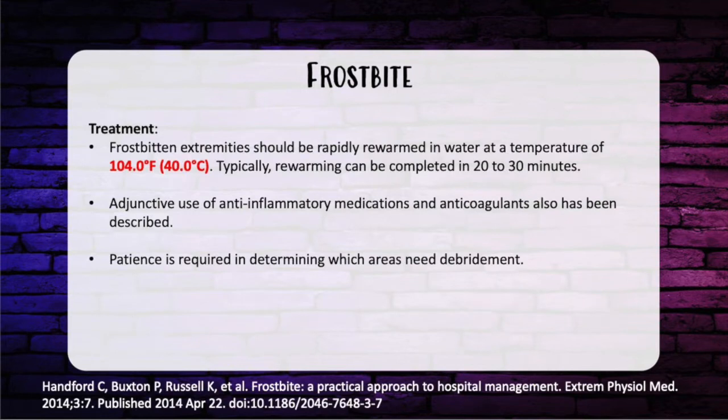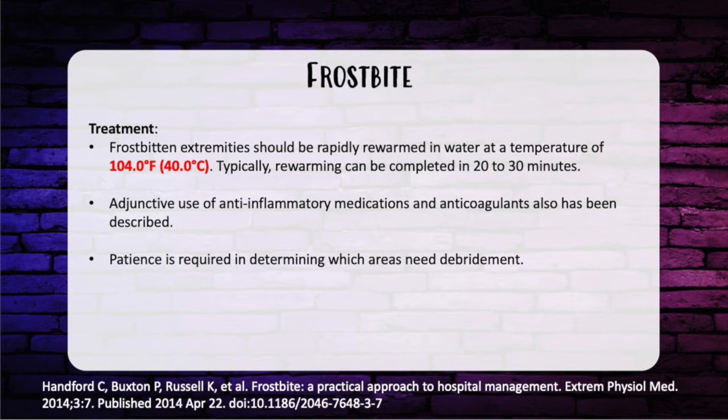Sure. Frostbite injuries in extremities should be rapidly rewarmed in running water at a temperature of 104 degrees Fahrenheit or 40 degrees Celsius. I used to think that number was arbitrary, but I've actually encountered certain questions where they ask about water that's as hot as possible. But it really is a narrow range. You don't want it too hot. It's really 104 degrees Fahrenheit, 40 degrees Celsius. Typically, the rewarming should be done in 20 to 30 minutes.